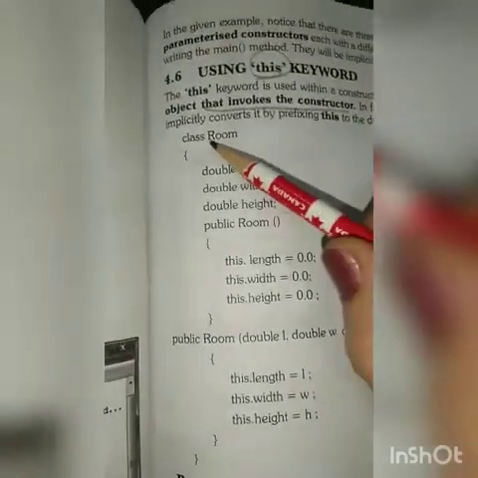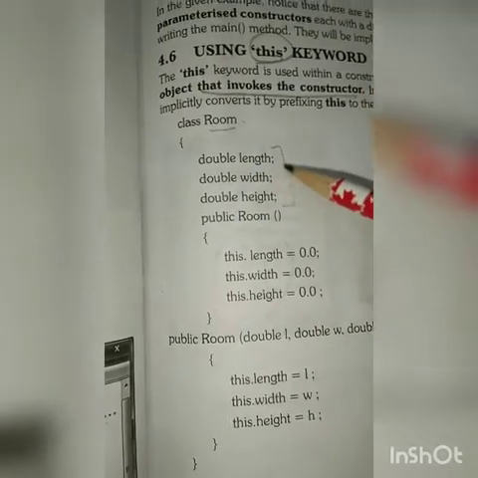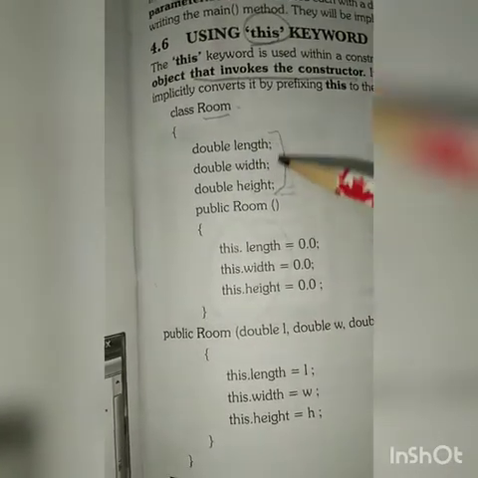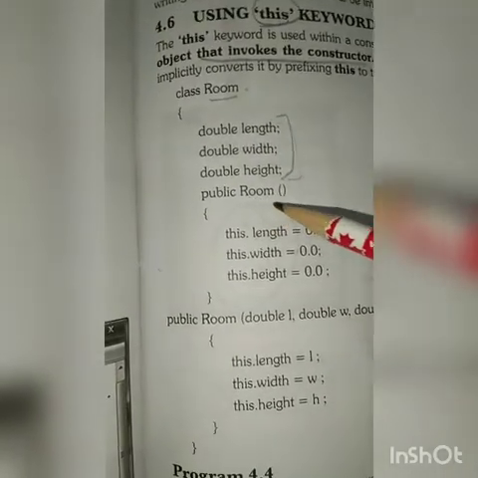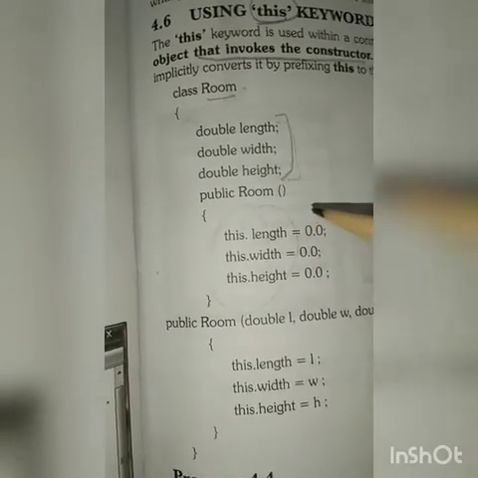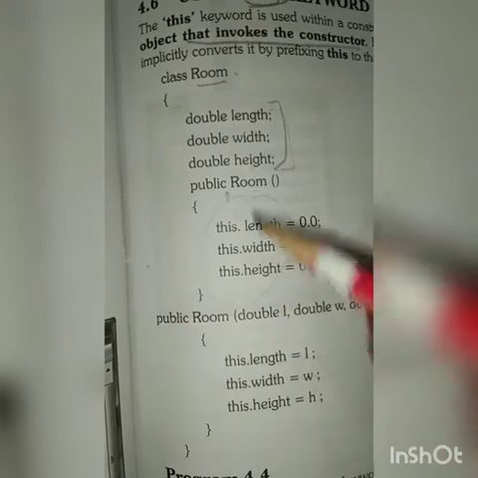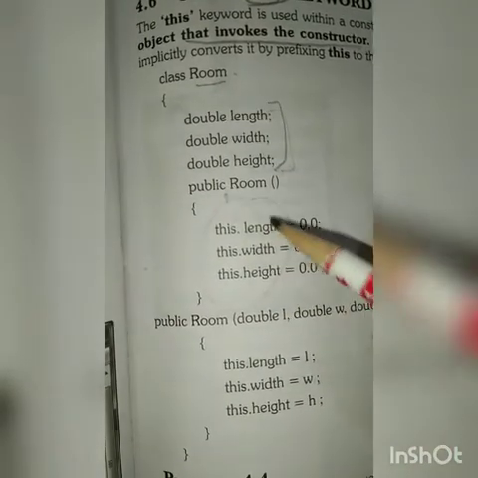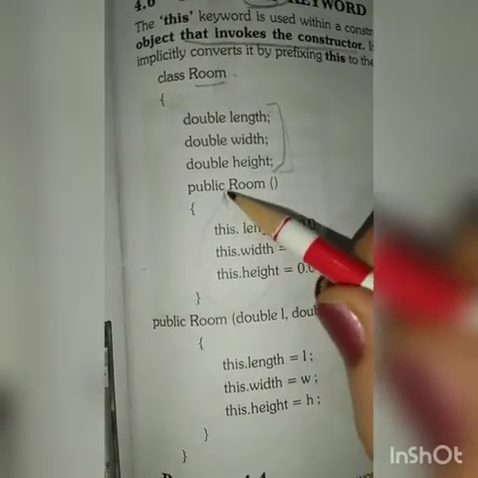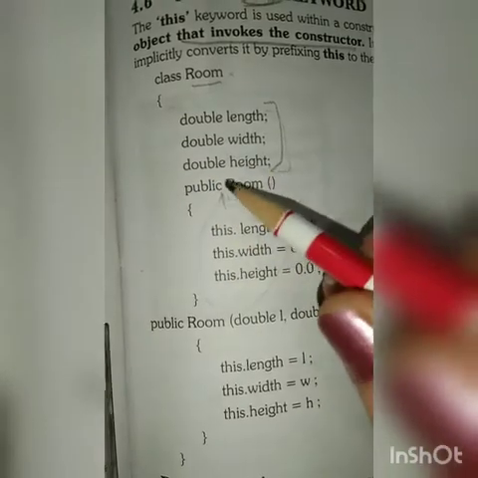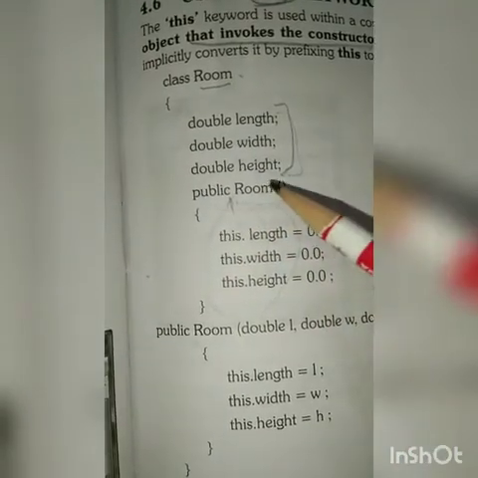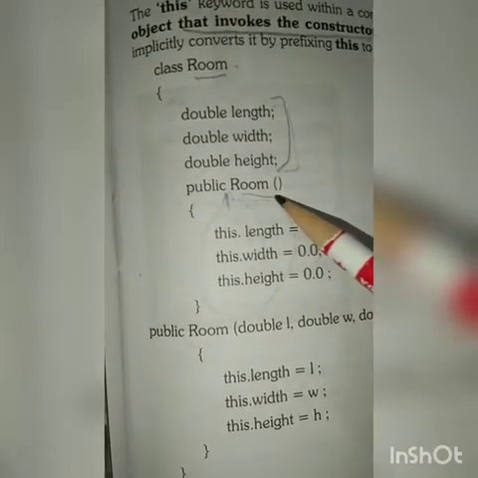Classroom, class name is Room. It has taken 3 variables: length, width and height. This is the public Room constructor. The moment you see that there is no return type in front of the method heading line in your book, you can easily judge that this is a constructor.